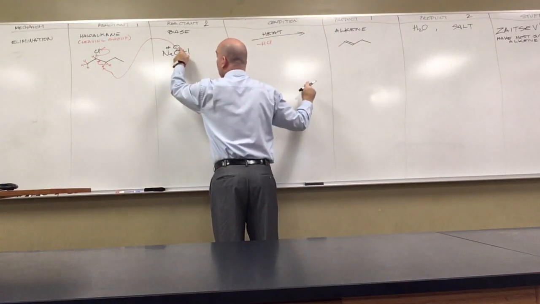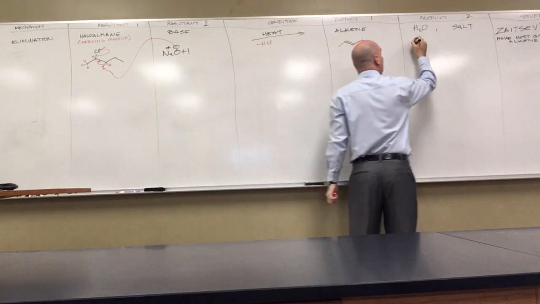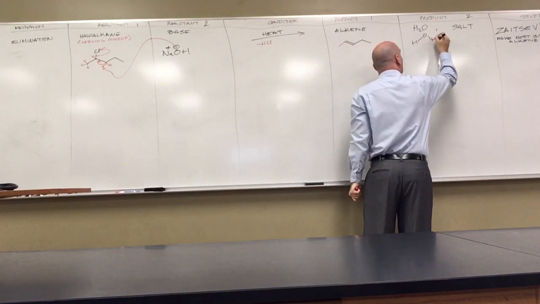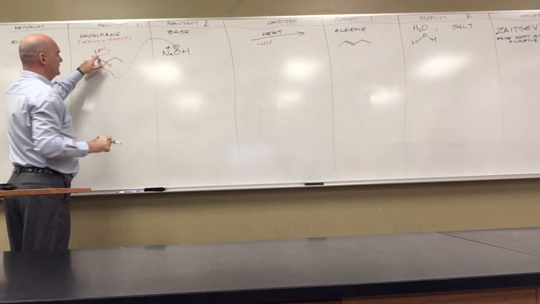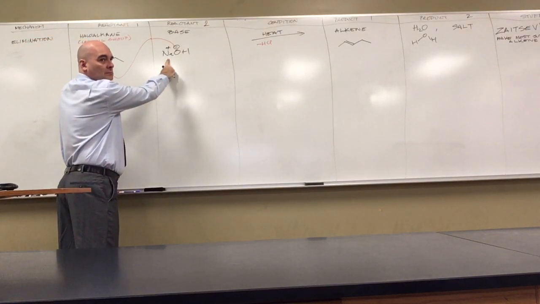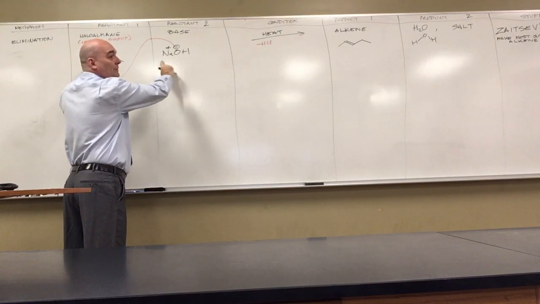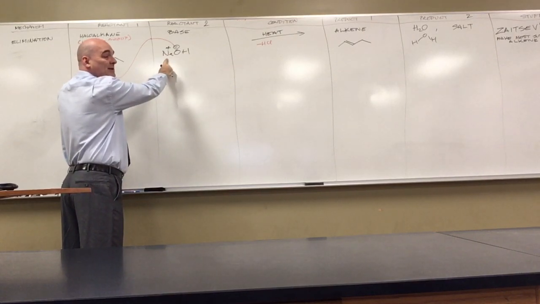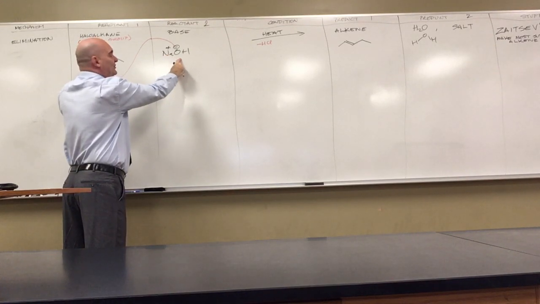That OH minus picked up an H plus, made H2O, and then here's the salt. This Na plus that we never really wrote down, it's not part of the mechanism, it's a spectator ion. It's just carrying the hydroxide, just carrying the base.